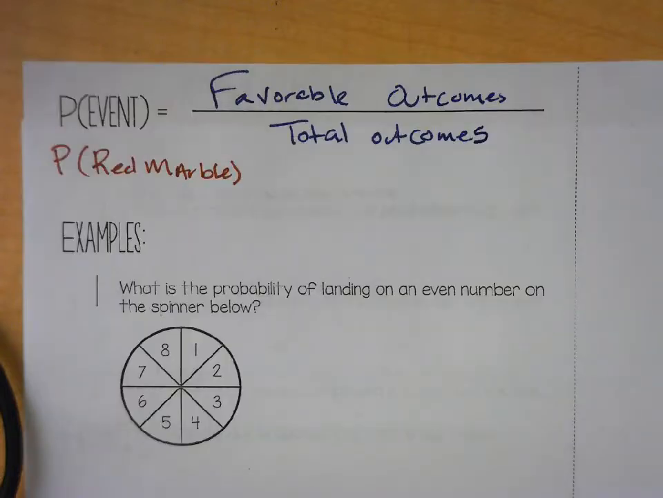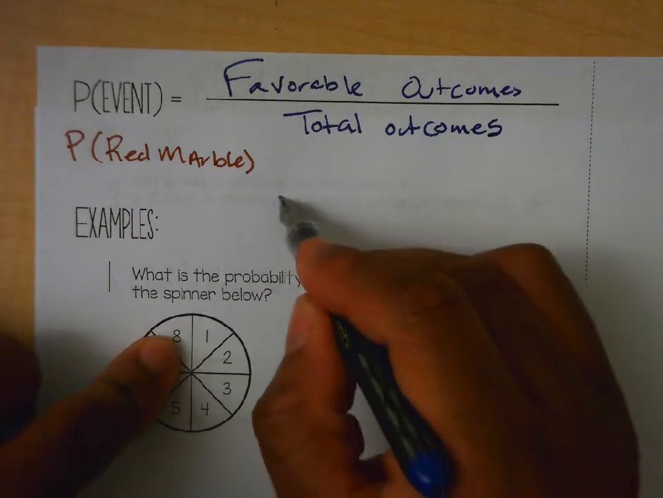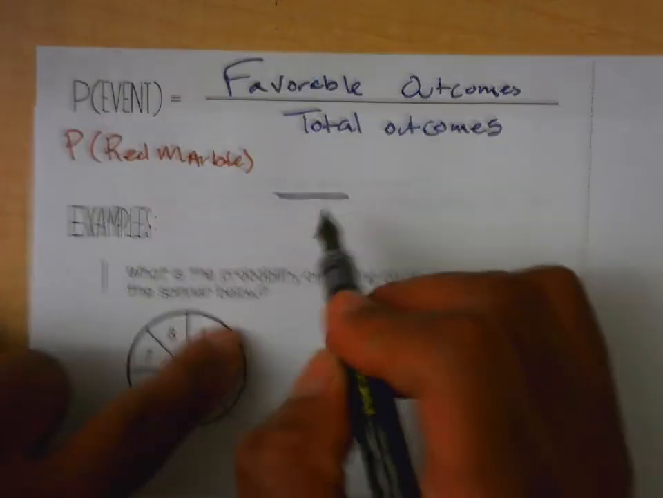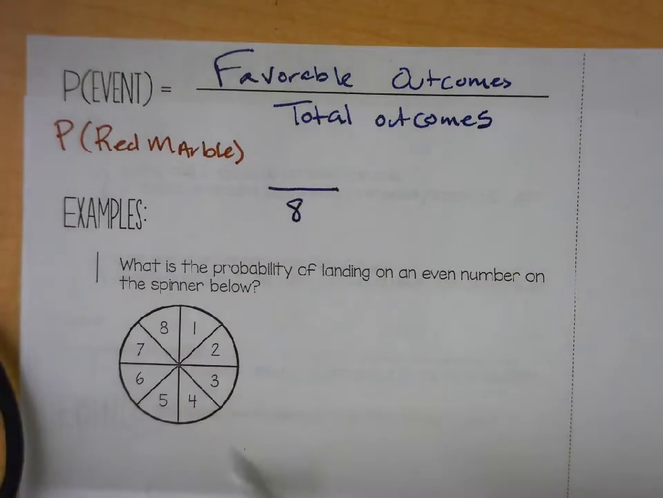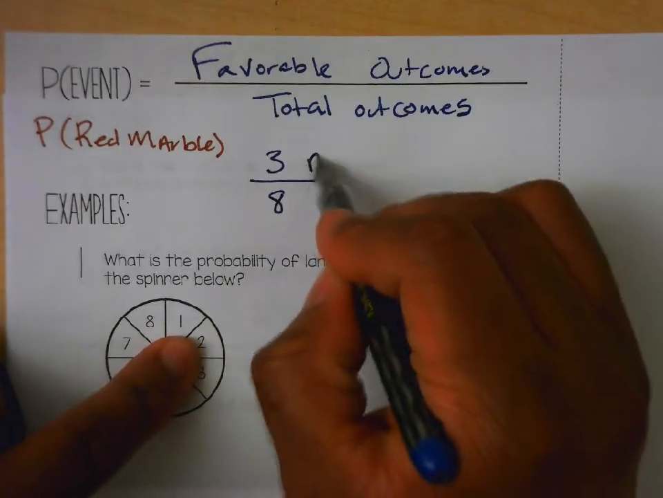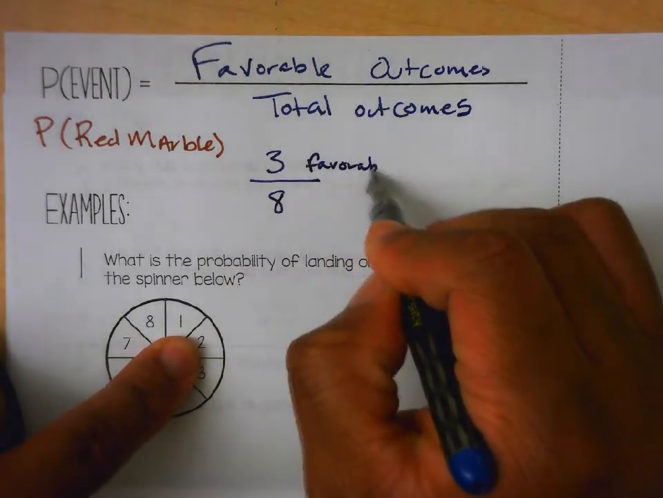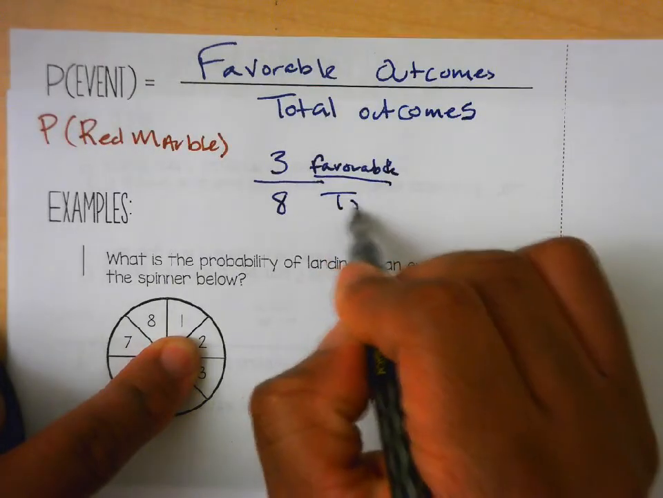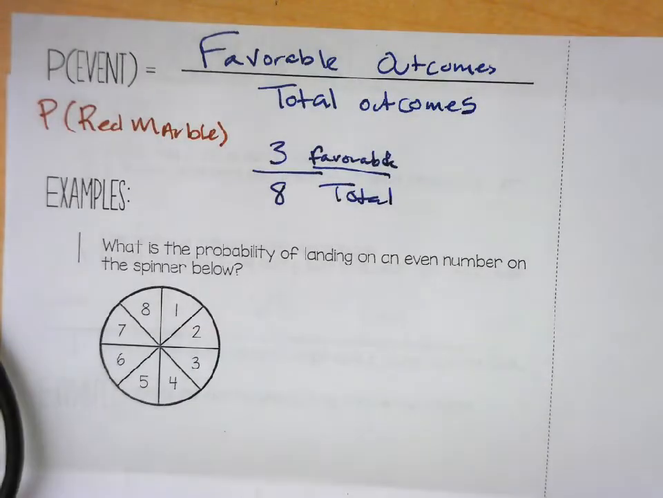So, for instance, if I did have that bag of marbles, let's say there were three red marbles and five blue marbles. So total, there's eight marbles, and out of the eight, three of them are red. So this is favorable. I wanted red marbles, so that's what's favorable, and then the total amount of marbles in that situation, right? So let's look at this question.